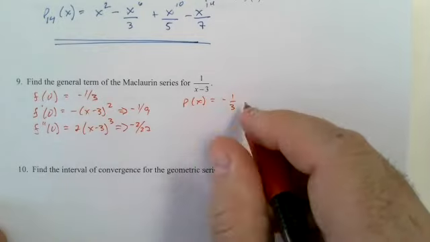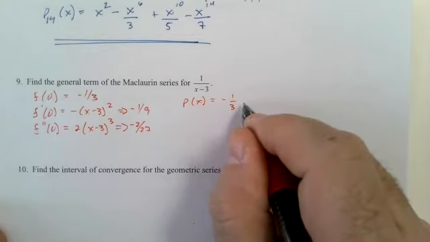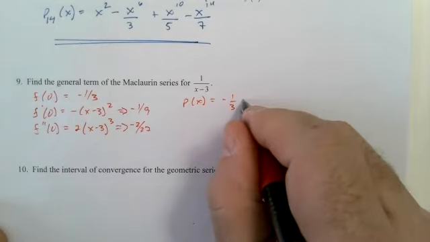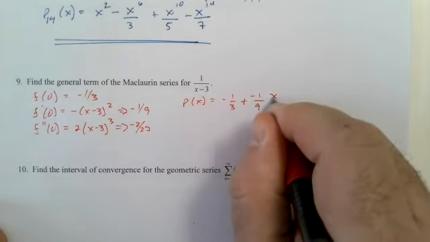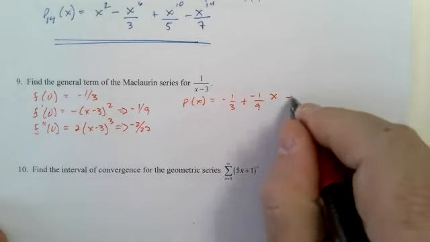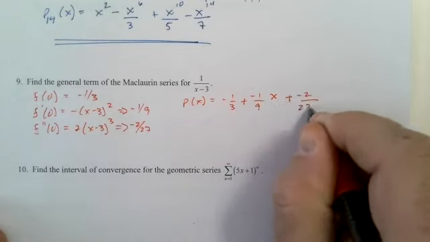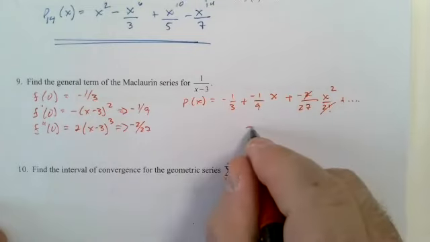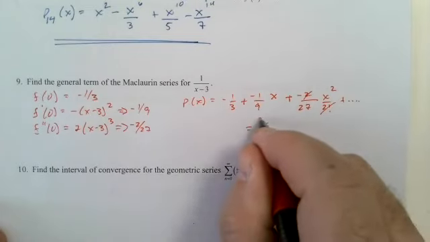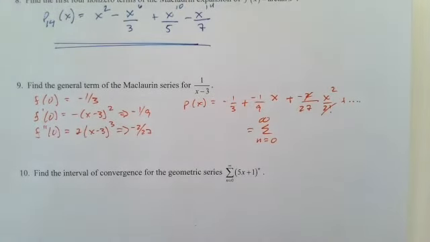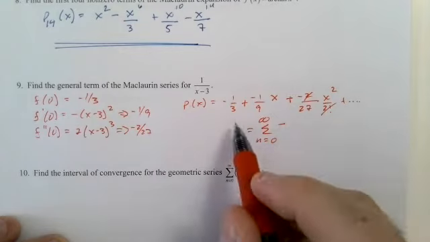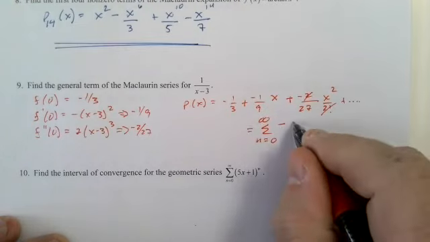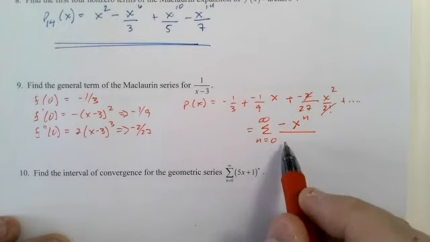negative 1/3 plus negative 1/9 x plus negative 2/27 x squared over 2 factorial. I think I see where this is going. The sum from n equals 0 to infinity, always negative. Actually, I have this written differently. I'm going to go with this one: x to the n over 3 to the n plus 1.